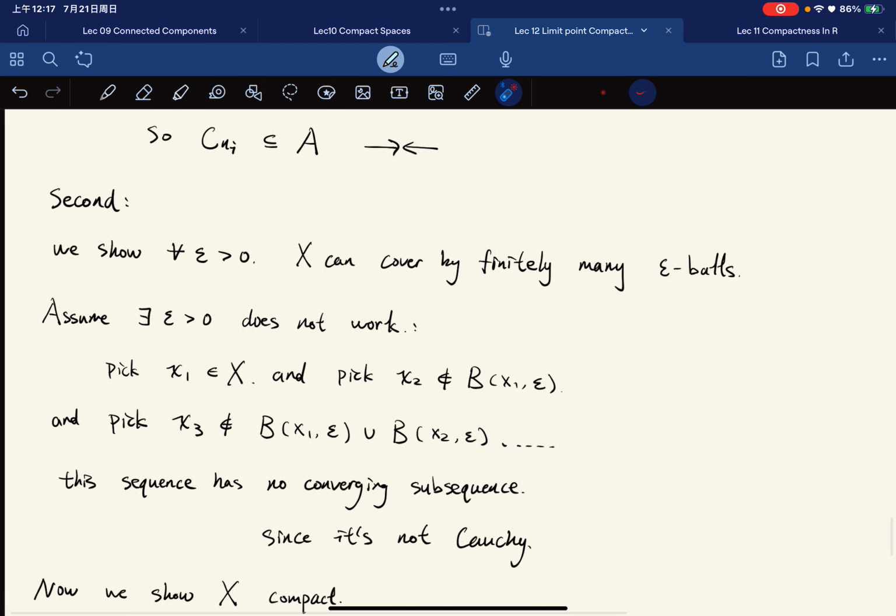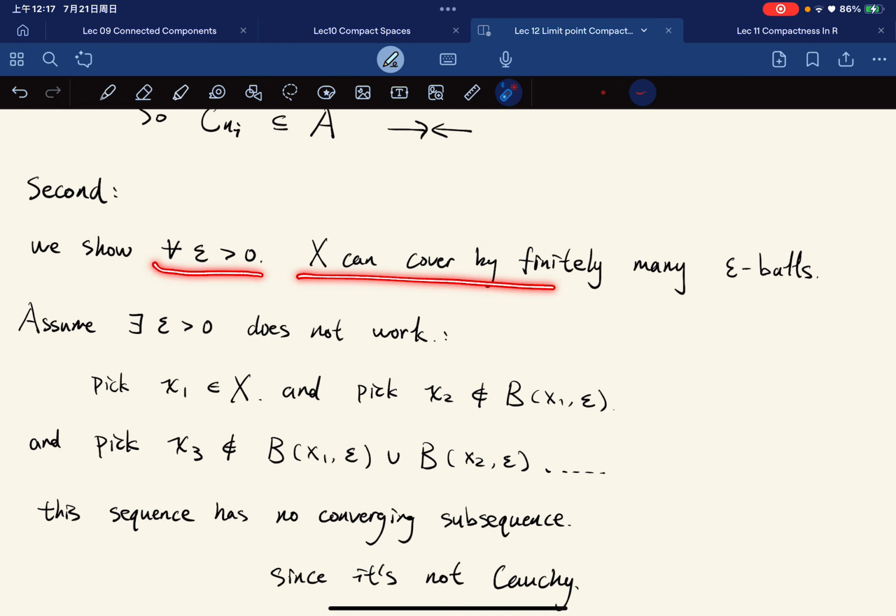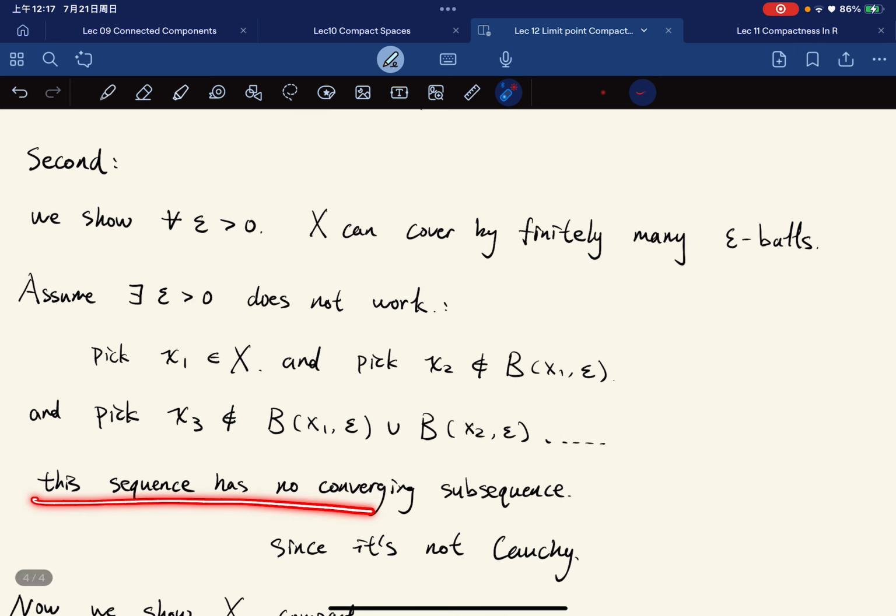And secondly, we show that for any epsilon, X can be covered by finitely many epsilon balls. This is a strong condition. So assume there exists an epsilon that does not work. Then we can pick x1, and pick x2 that is not in the ball around x1, and pick x3 that is in neither of those, because X cannot be covered by finitely many epsilon balls. We can continue forever, which constructs a sequence, but this sequence has no converging subsequence. It is not even a Cauchy sequence.